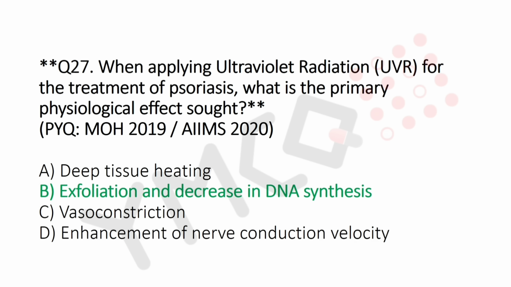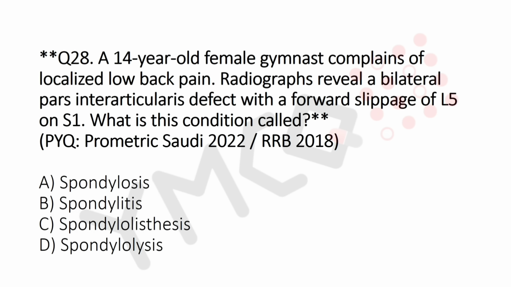UVR primarily works on skin conditions like psoriasis by slowing down the rapid abnormal growth of the skin cells, decreasing DNA synthesis and causing mild exfoliation. Okay. Now let's move to question number 28. A 14-year-old female gymnast complains of localized low back pain. Radiograph revealed a bilateral pars interarticularis defect with a forward slippage of L5 on S1.